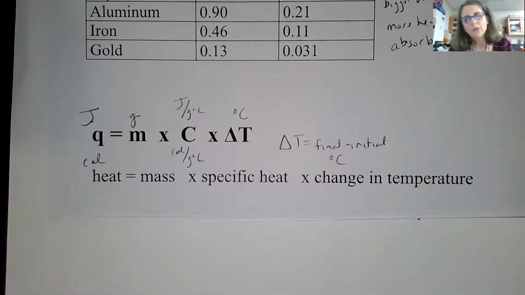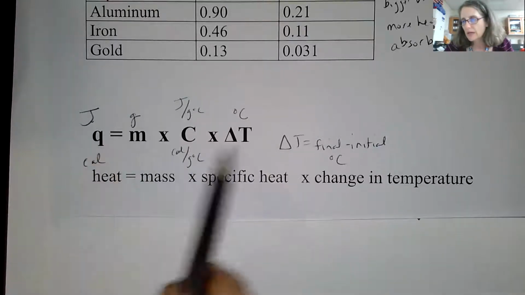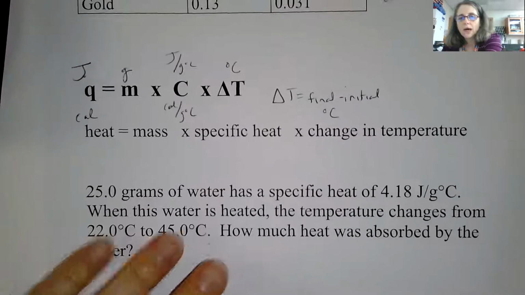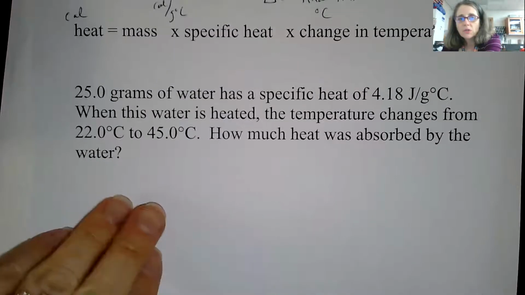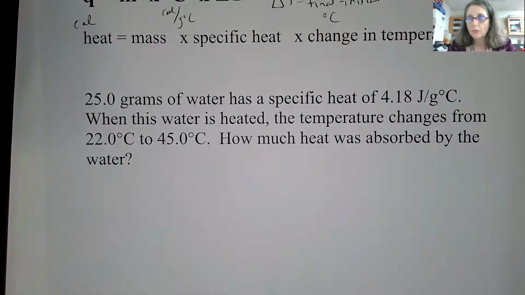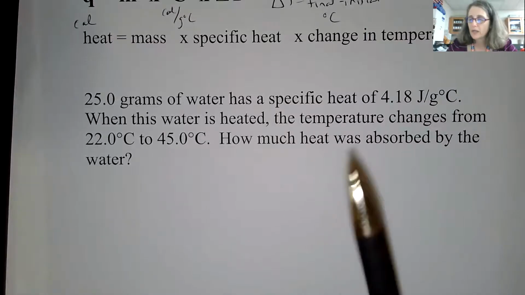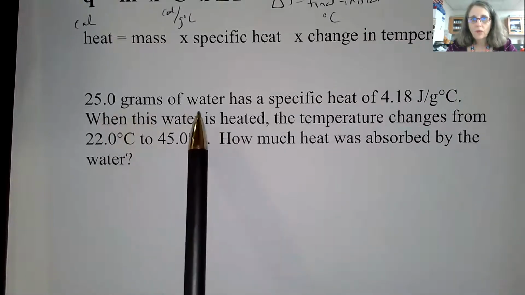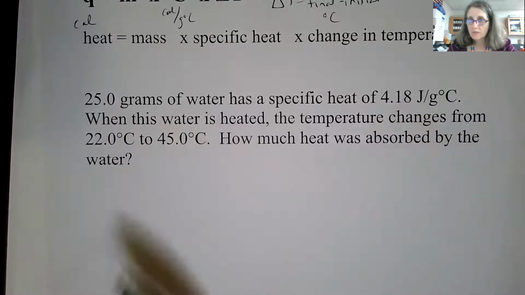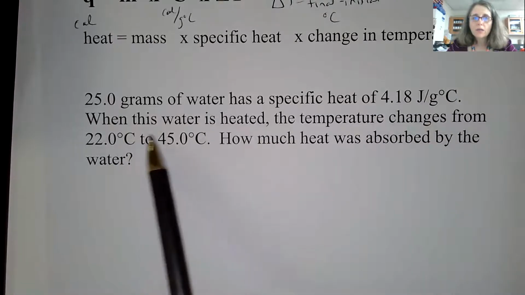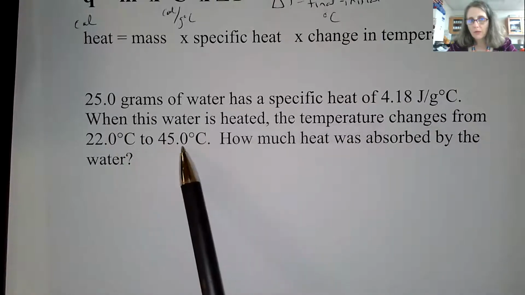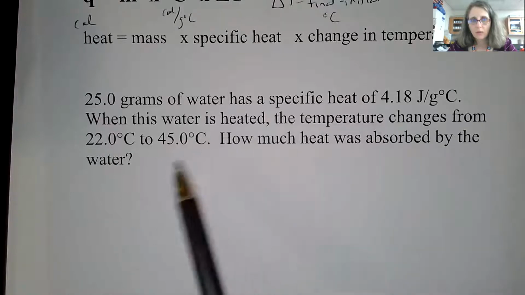So I'm going to work a couple problems so you can see how this very important equation is used going forward. So pause the video so you can write down this problem, because I'm not going to pause too much here. So I have 25 grams of water, which has a specific heat of 4.18 joules per gram degree Celsius. And again, the specific heat will be given to you. When this water is heated, the temperature changes from 22 degrees Celsius to 45 degrees Celsius. How much heat was absorbed by the water?